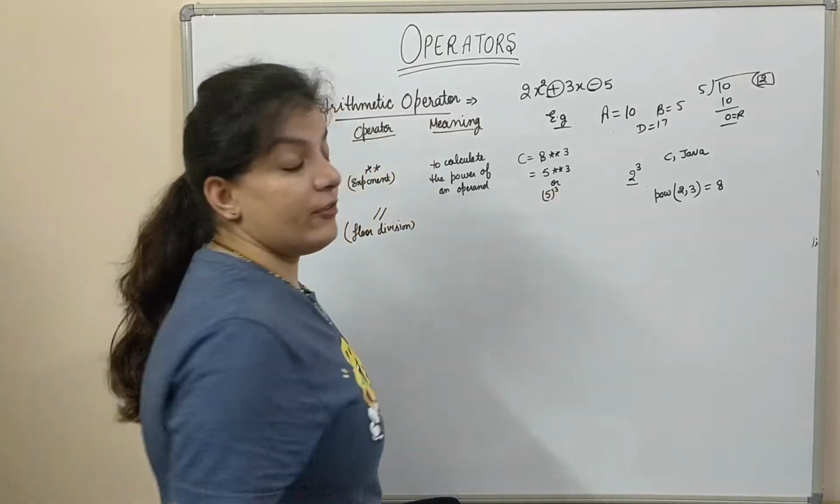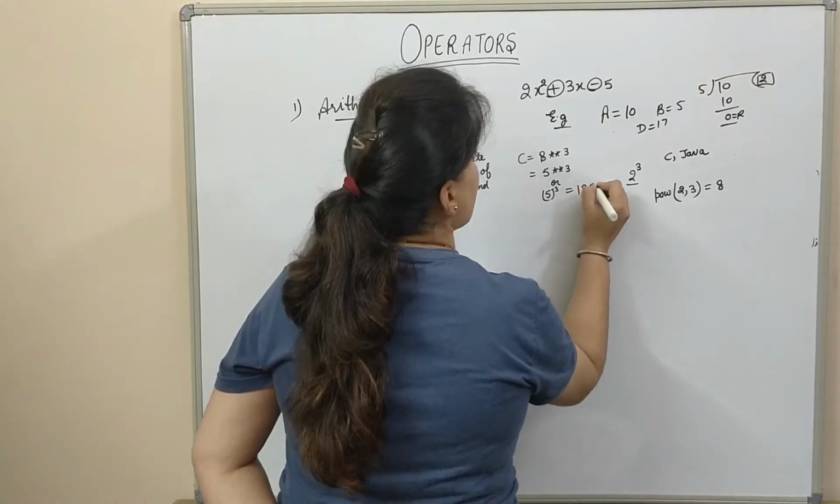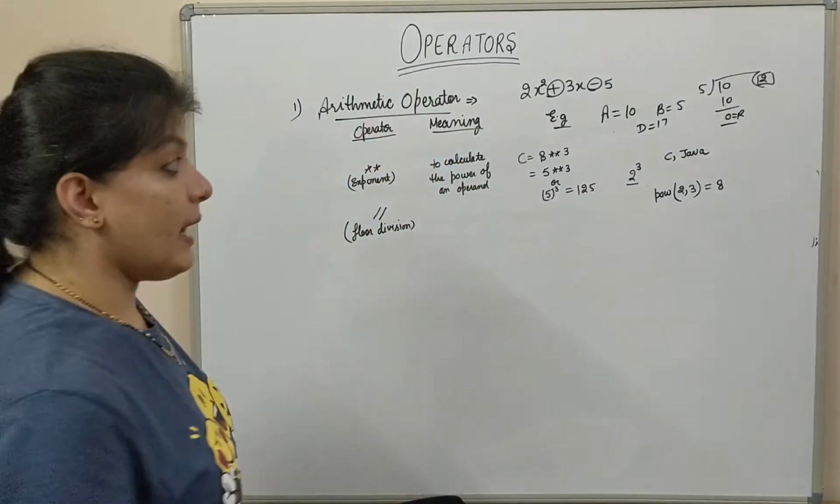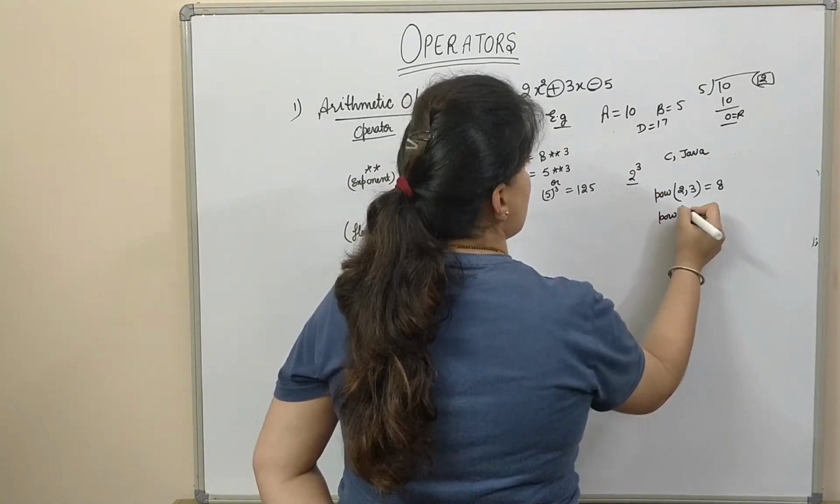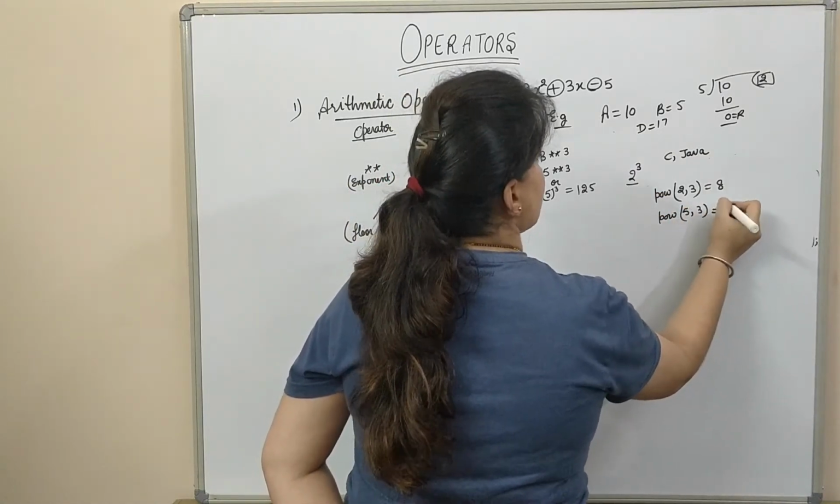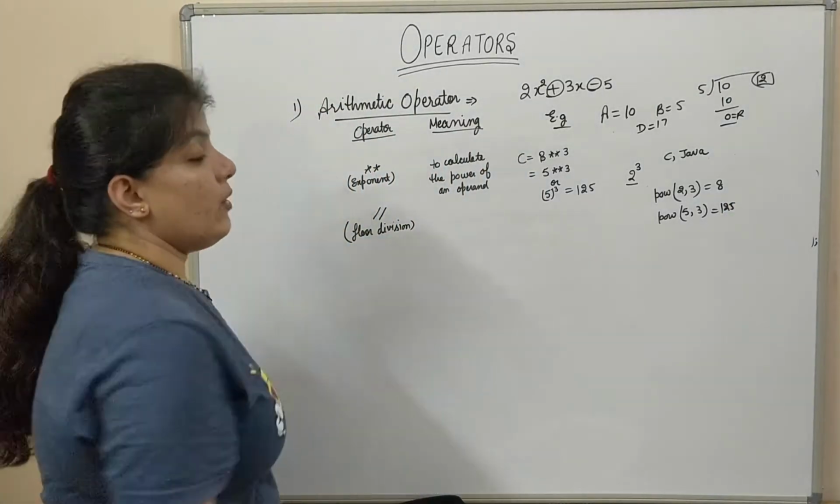Its meaning is 5 power 3, so the output of this will be 125. In Java and C programming language, it will be written as power(5, 3). So the output is 125. Now the next is floor division.